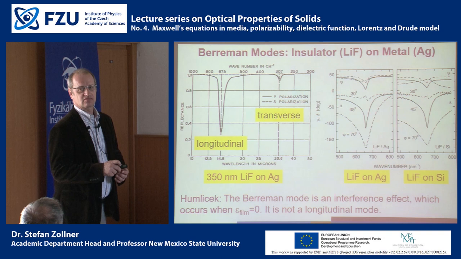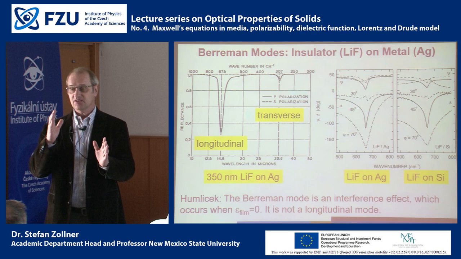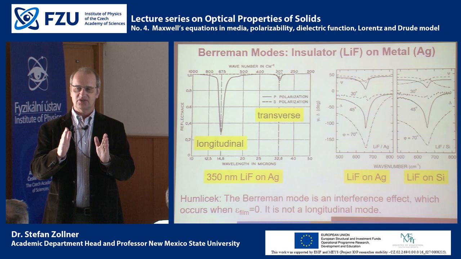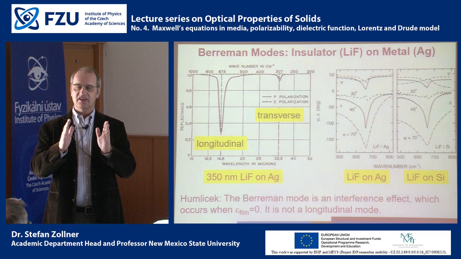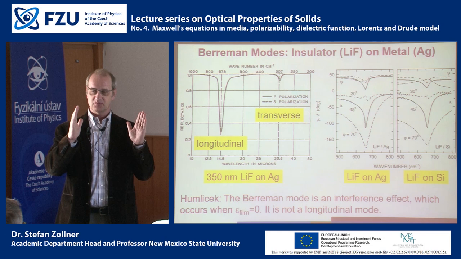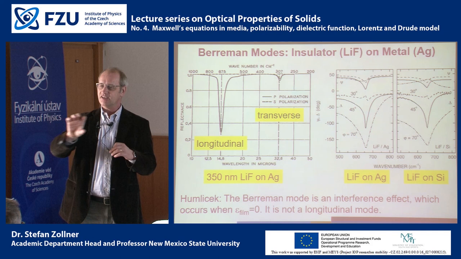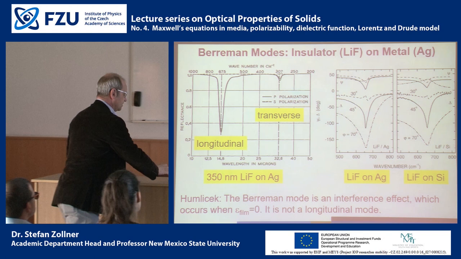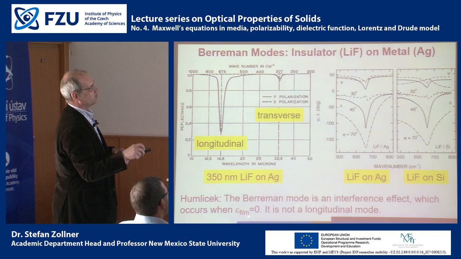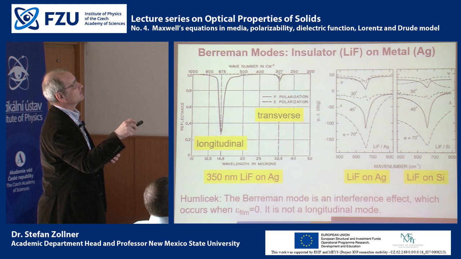So what does it mean, interference effect? If you have a thin film on a material, then you can write down Fresnel's equations for this sample. The reflectance that you measure is not the reflectance of the substrate, it's not the reflectance of the film, but it's the reflectance of the combined system. If you calculate the reflectance of that combined system, there's something in the numerator and something in the denominator. And when the dielectric function of the film becomes zero, then something in the denominator blows up, which gives you a singularity. And that singularity is responsible for this drop in the infrared reflectance.